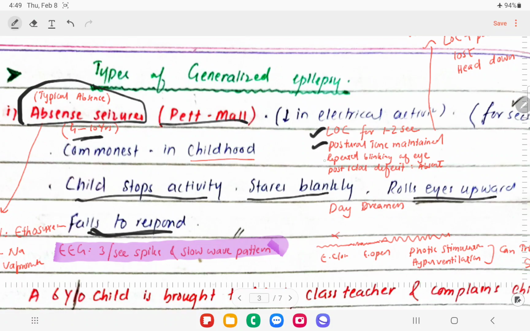Before the attack, there will be repeated blinking of the eye. And there will be no post-ictal deficit. For example, if the child is eating food from the plate and there is repeated blinking of the eye, then he is going to stare blankly, and after the attack he is going to start eating again. So that is about the absence seizure. This is called a typical absence seizure.